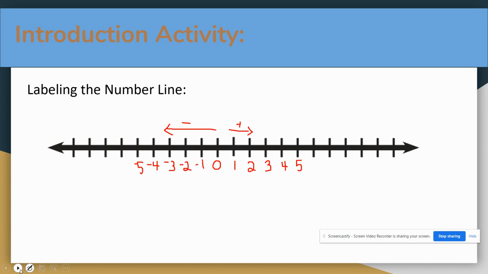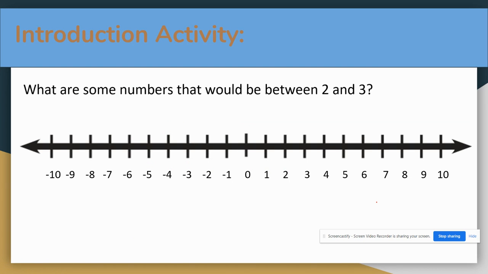All right. This next slide, I already have it labeled for us. So I have another question for you. What are some numbers that would fall between 2 and 3? So here's 2 and 3 on my number line. I know whole numbers cannot fall in between 2 and 3 because they are right next to each other when I'm counting. They're consecutive. So that tells me I need to think of some fractions and decimals that would fall between 2 and 3. I'm going to pause the video so you can type some of your ideas of numbers that fall in between 2 and 3.